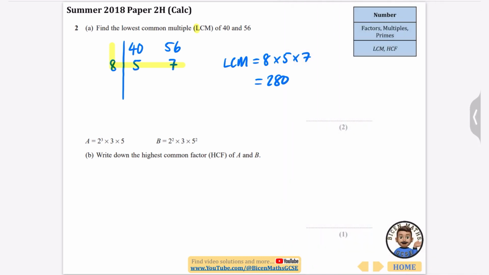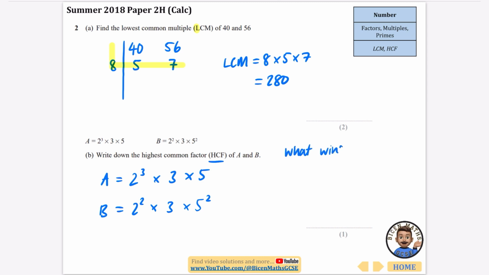This one wants us to write down the highest common factor of A and B. Well, the best thing to do here is to write them so that they are in matching columns. So that's 2 cubed times 3 times 5. And for B that we've got here, we've got 2 squared times 3 times 5 squared. Now for the highest common factor and the lowest common multiple, there's another technique of either what wins or what loses, and I'll explain what I mean with this. For the highest common factor, we actually do what loses. Lowest common multiple is the one that goes with what wins.